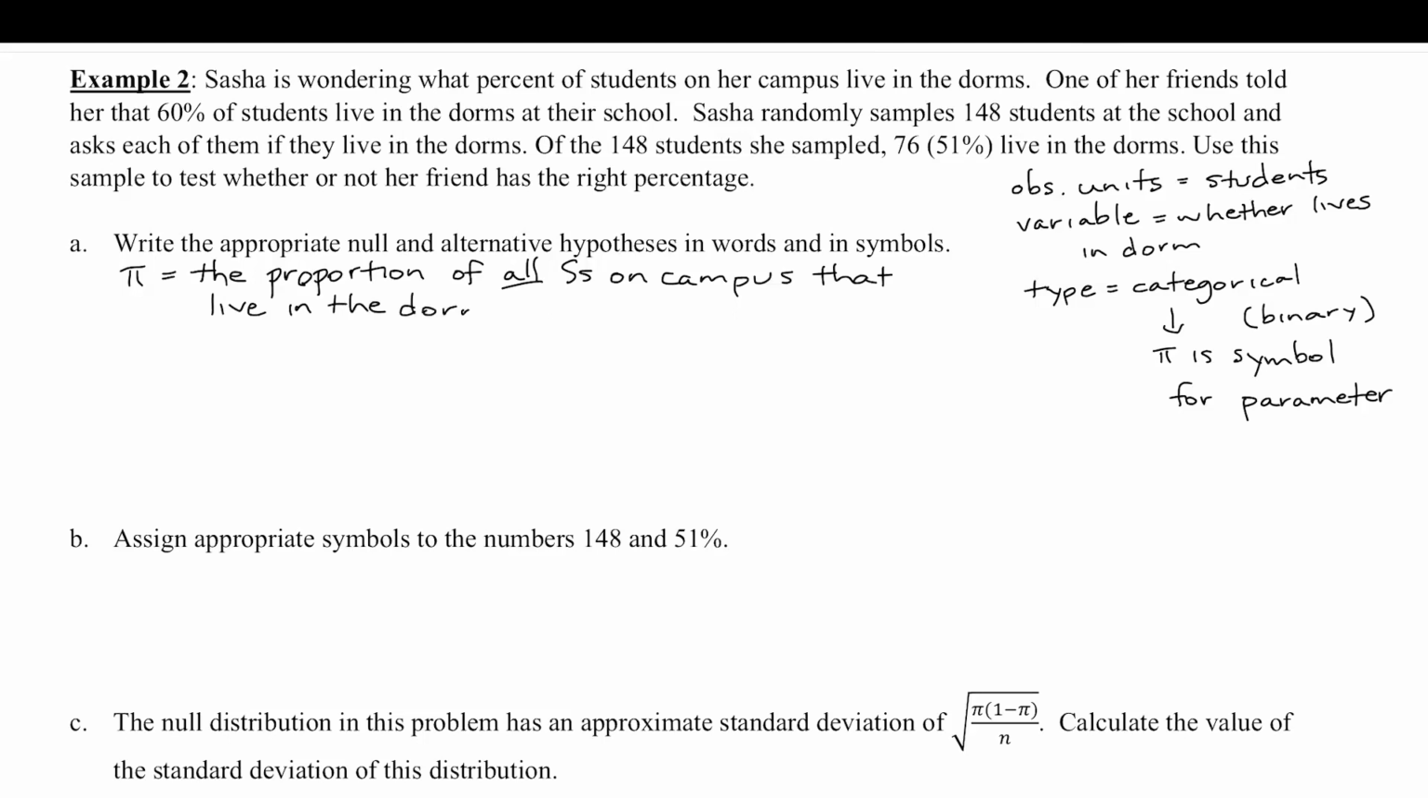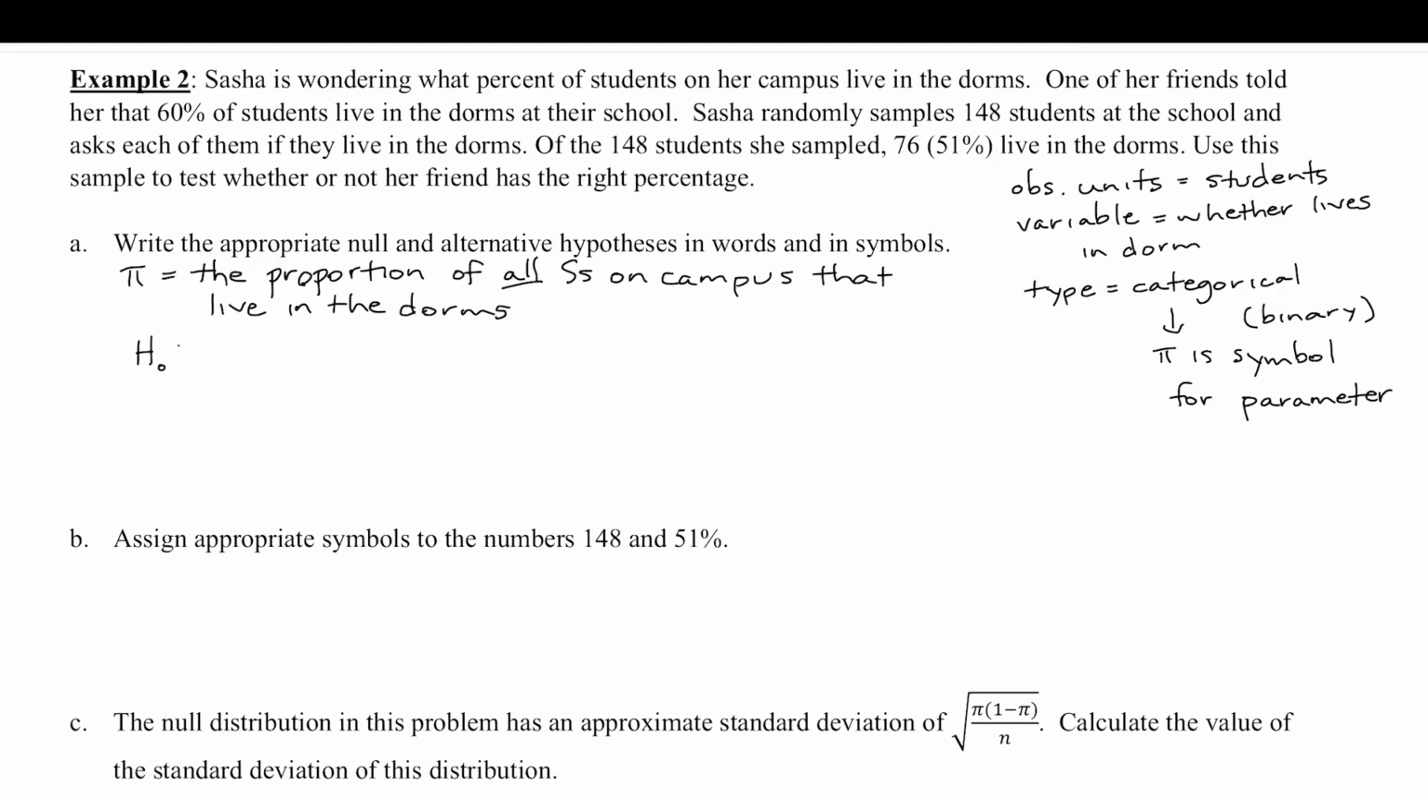So we're going to have to change gears now. Sometimes when we have to describe the parameter of interest and the symbol is pi, we'll start with the proportion of all and whatever our observational units are, rather than starting with the long run proportion that. So this is something that we have to now start to get used to.